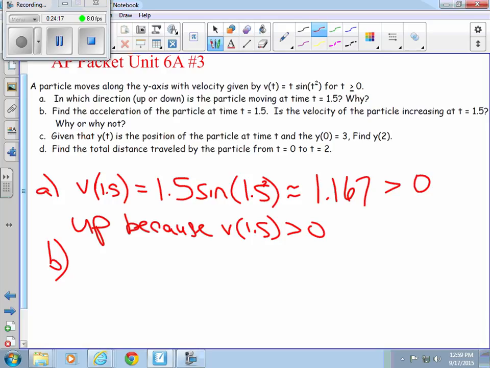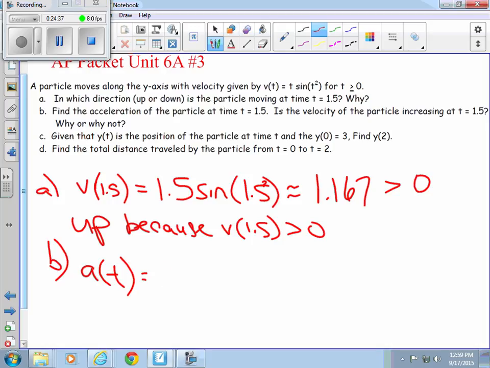Find the acceleration of the particle at 1.5. So I need to do the derivative, right? That's good. That's easier. Antiderivative is possible. Have that t sitting in front. How do you do the derivative?